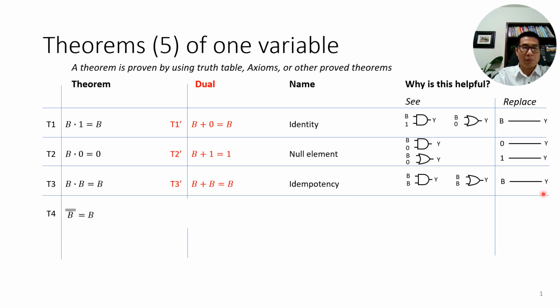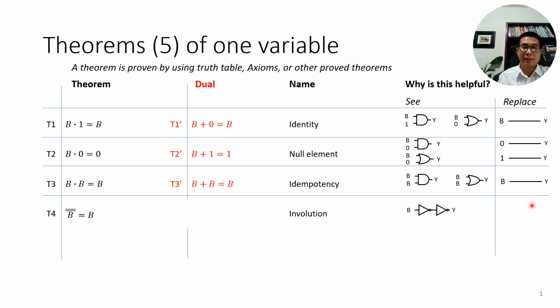Now the fourth one is T4. It's the negated, or negative version of B, negated again, which produces B itself. So if you negate B one time, then you negate it once more, it's going to bring it back to itself. This one is also very helpful. This one doesn't have a dual form because it doesn't involve the AND or OR operator. It doesn't involve 1 or 0 in there, so it doesn't have its dual form. This one is called involution.